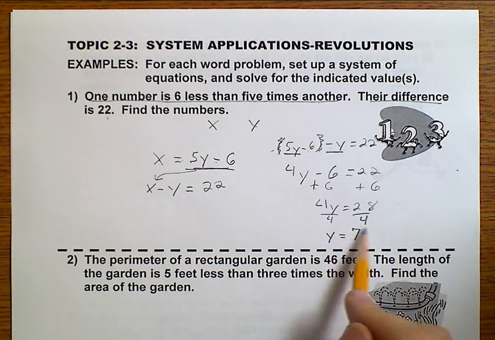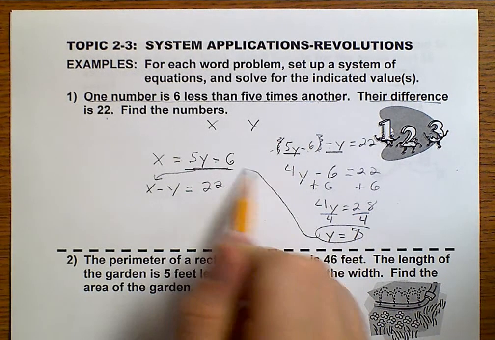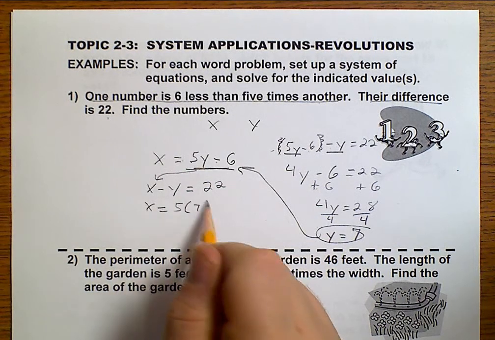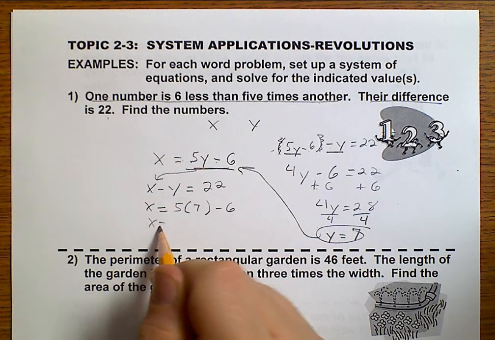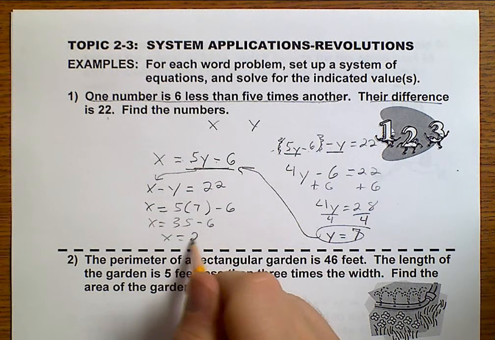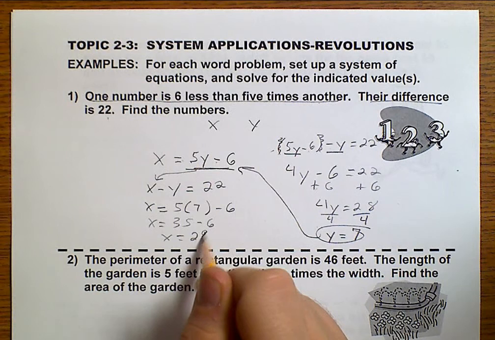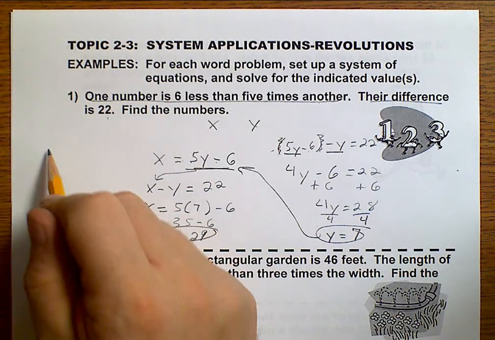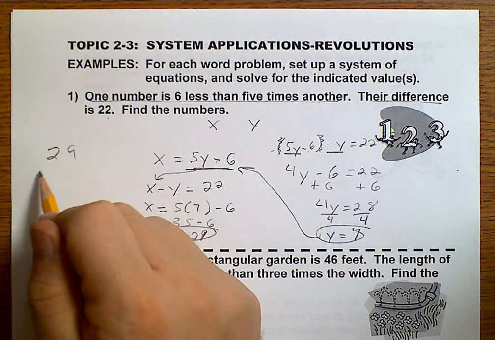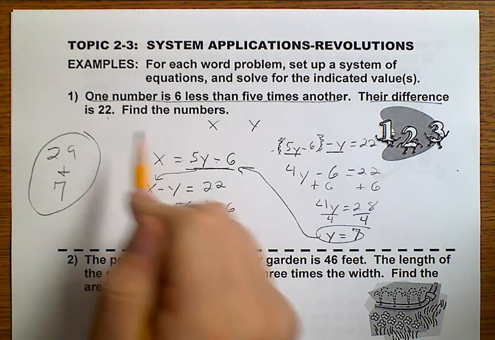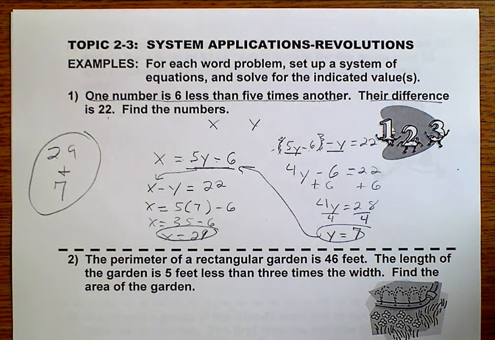I'm going to take this, I'm going to plug it back into this other equation. So x equals 5 times 7 minus 6. So x equals 35 minus 6, which means that x equals 29. So my numbers are 29 and 7. And so that's all that is.